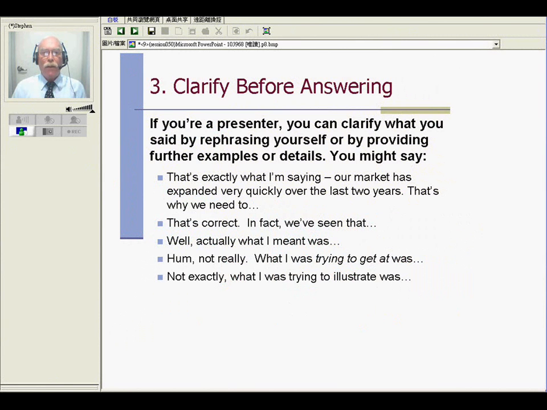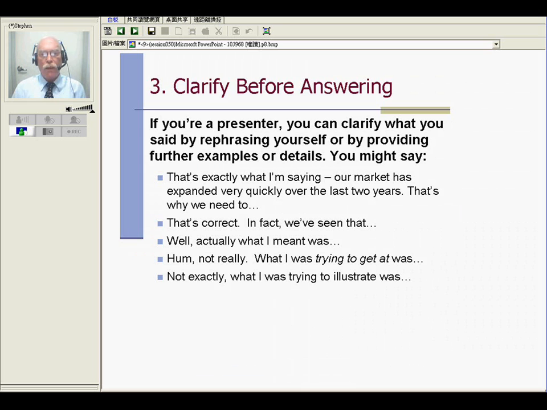So let's take a look and say how we can say this. That's exactly what I'm saying. Our market has expanded very quickly over the last 2 years. That's why we need to do this or that, right? Or we can say that's correct. In fact, we've seen that, okay? Or, well, actually what I meant was this and that, okay?